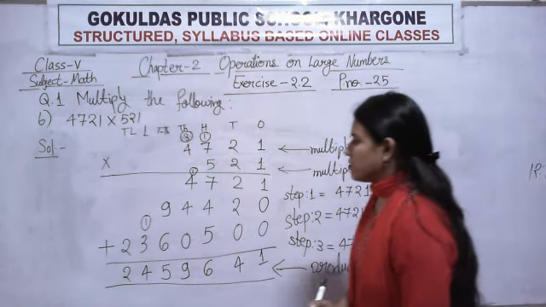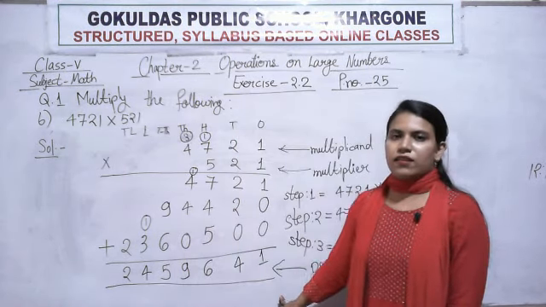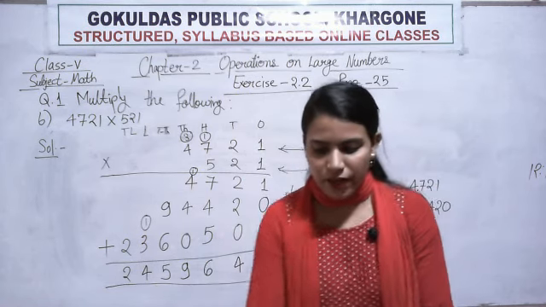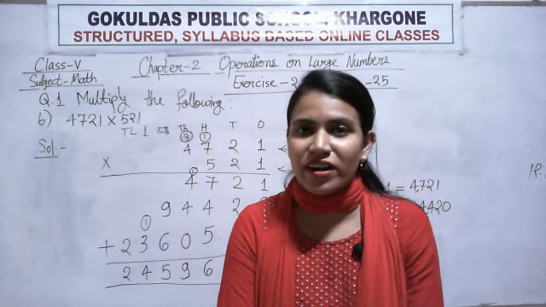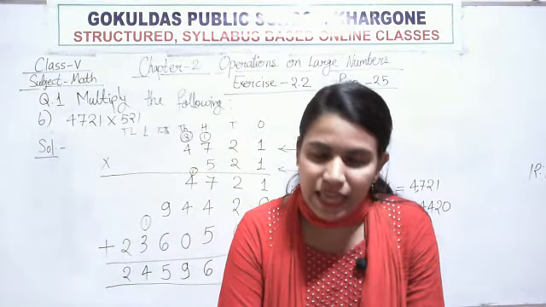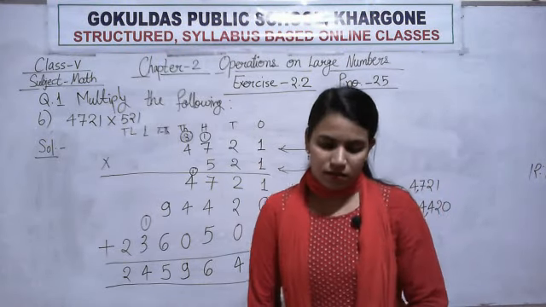So it is our answer. What is the answer? 24,59,641. 24,59,641 is your final answer, which you call product. So this is how we multiply any number by a 3-digit number. Okay.